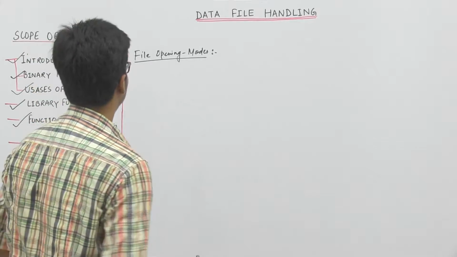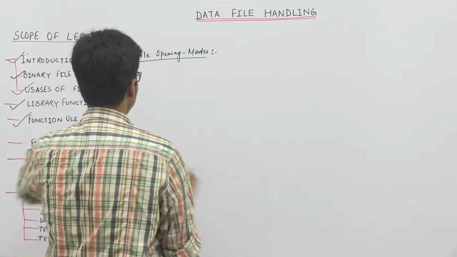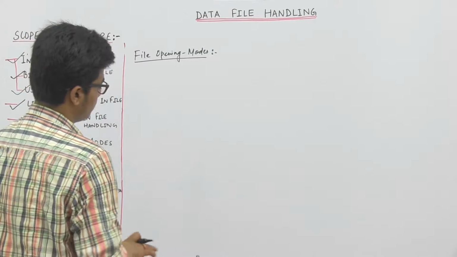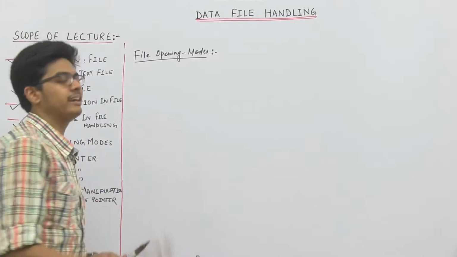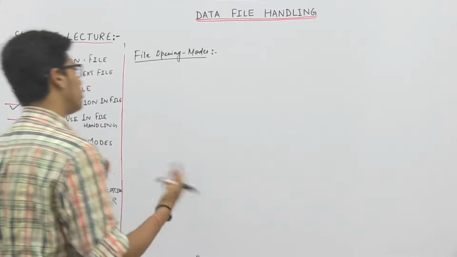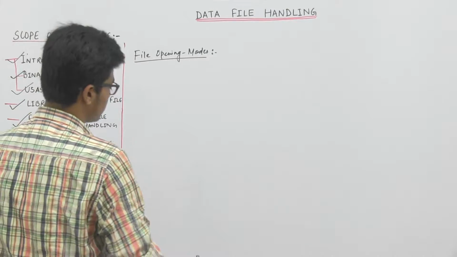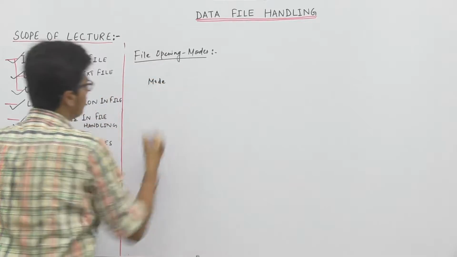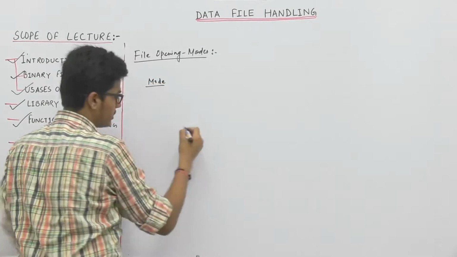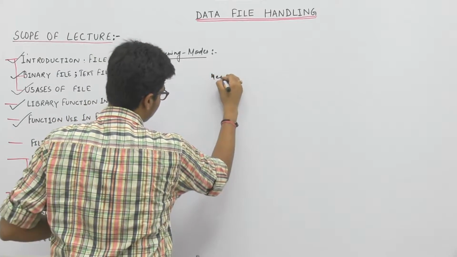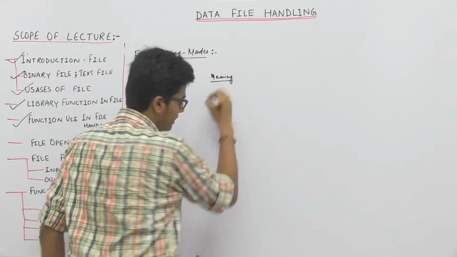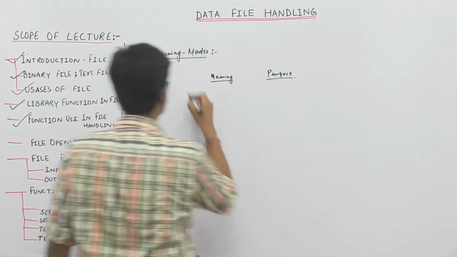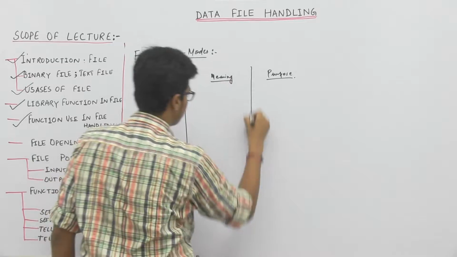So now we study about the file opening modes. There are different types of modes which are used to open the file: only for the writing purpose, only for the reading purpose, and for both purposes. So file opening modes consist of different types of modes. Here is the table for the different types of modes: the mode, its meaning, and its purpose, why we use that mode inside the file.